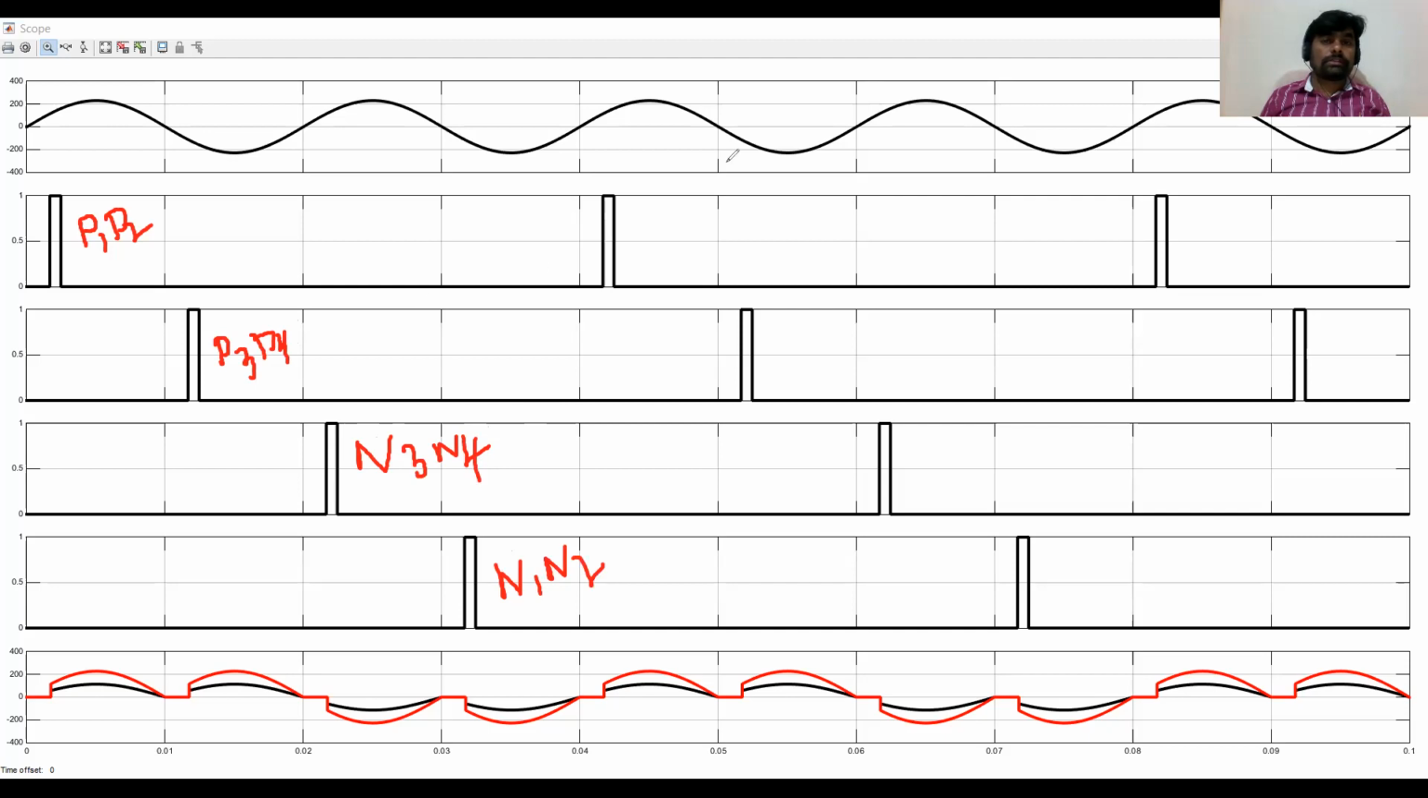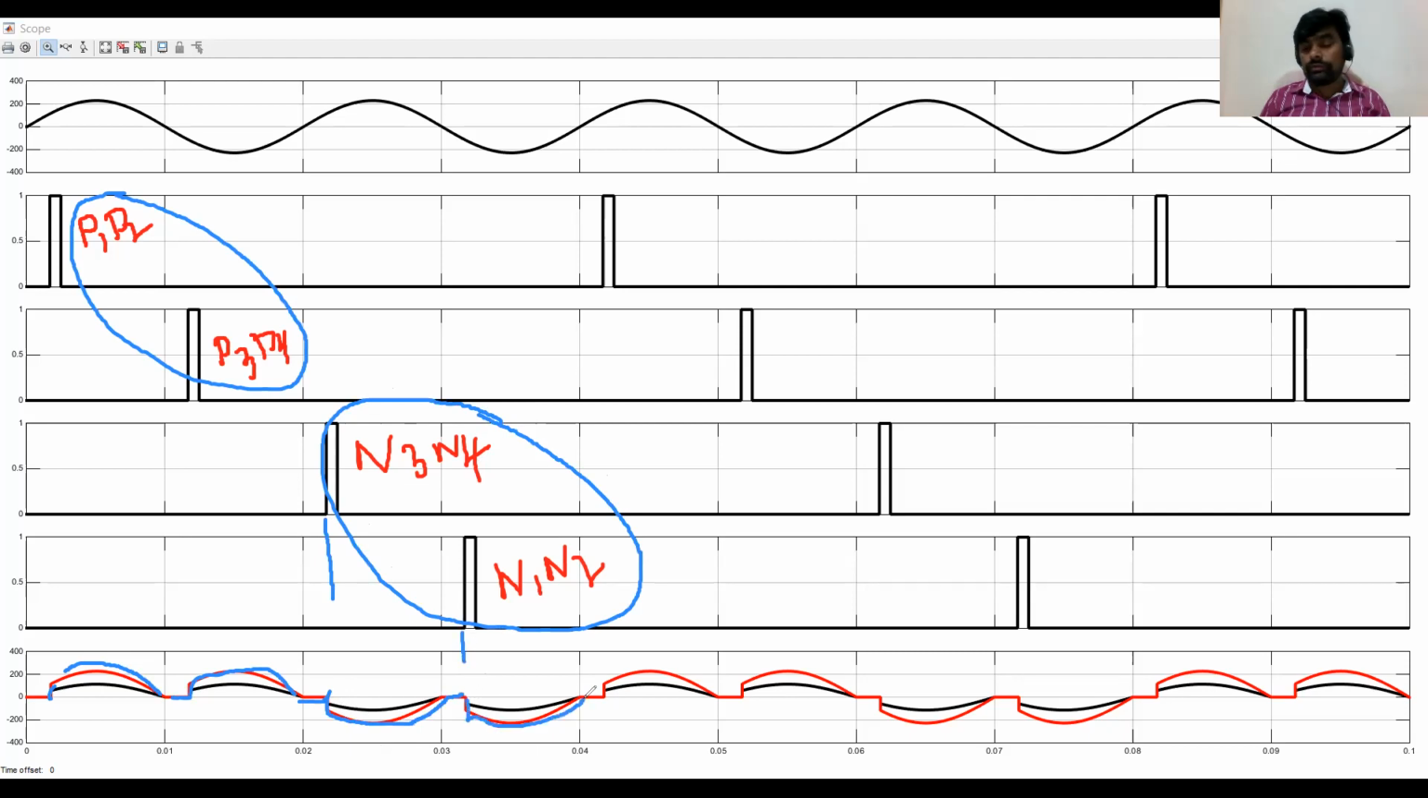And now you can see, as I told you at the beginning of the session, that thyristors P1, P2, P3 or P4 are used to get a positive output voltage. So during this interval from here to here, you can see the positive output voltage for the first 2 half cycles. And thyristors N1, N2, N3, N4 are used to get negative output voltage. So you can see here N3, N4 are triggered and you can see the negative output voltage waveform. Similarly here N1, N2 are triggered, you can see the negative output voltage waveform.